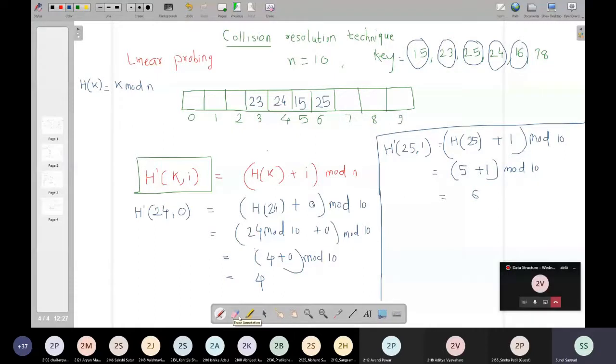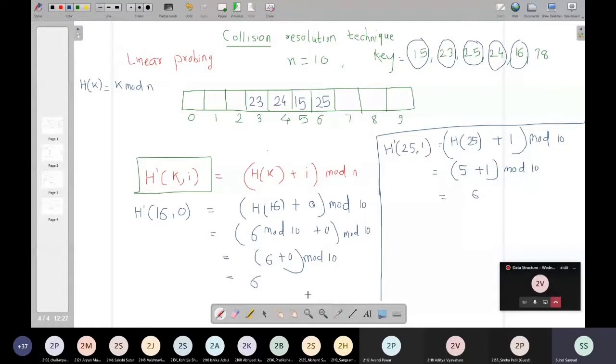Now the next key value that I take is 16. Again for 16, what will be the initial value of I? For 16, the initial value of I will be 0. Very important: the initial value of I for every key value has to be 0. What is h dash of 16, 0? It will be h of 16 plus 0, mod 10. It will give you 16 mod 10 plus 0 mod 10. So if you solve this, you will get the final answer as 6.